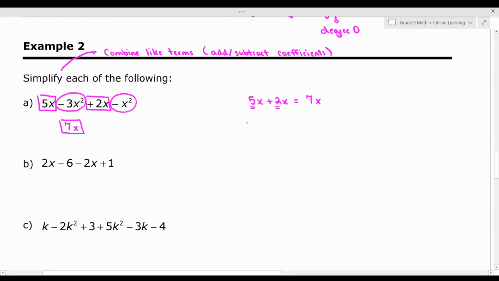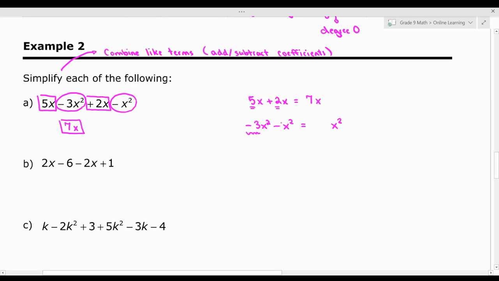So again, maybe to start off, I'll do the work on the side. So I have minus 3x squared. I'm subtracting another x squared. Okay, well, first of all, I know the x squared has to stay. This cannot magically become something else. Then I'm going to look. I have minus 3, and I'm minusing.